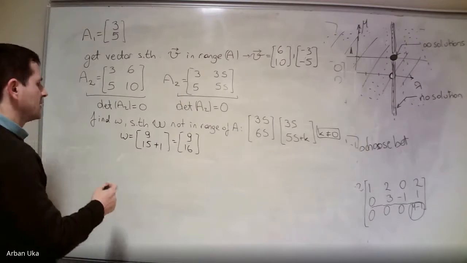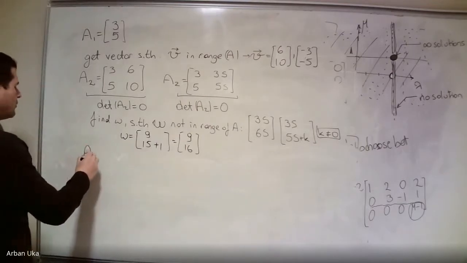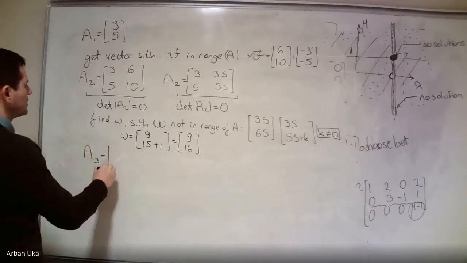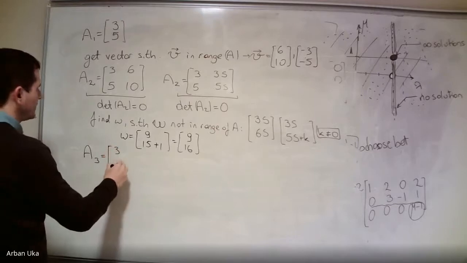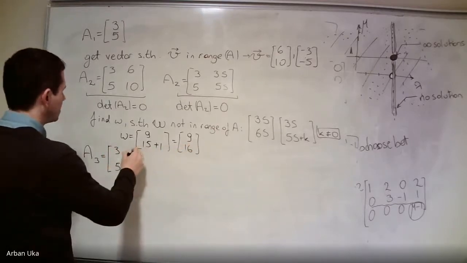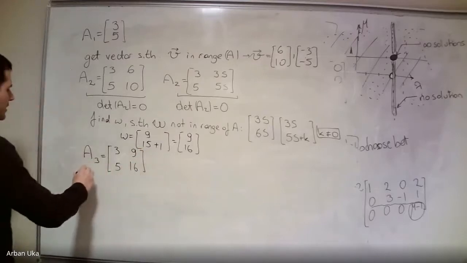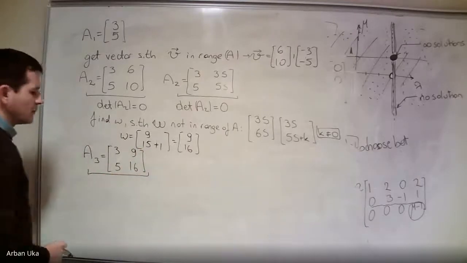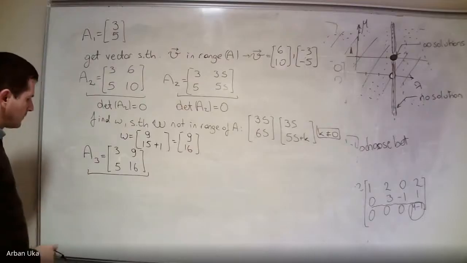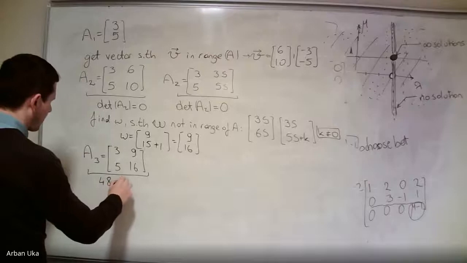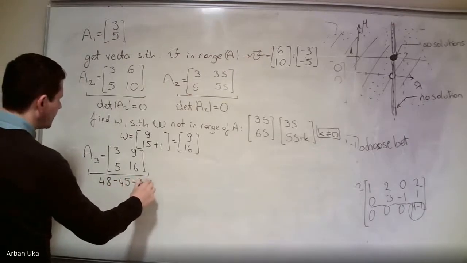So in this case, let's assume that we can come up with a matrix A3, which is equal to 3, 5, and let's pick a number here, 9, 16. Okay? 9, 16. What is the determinant of A3 here? 48 minus 45 equals 3, which is different from 0.